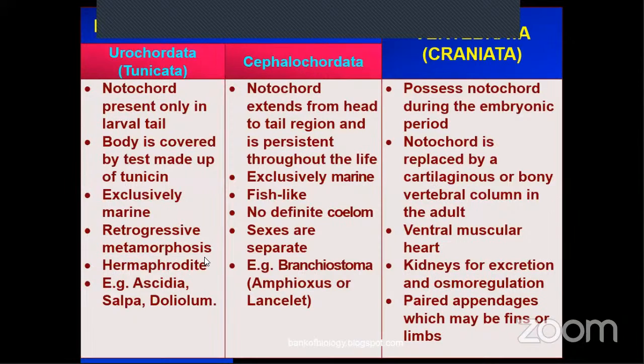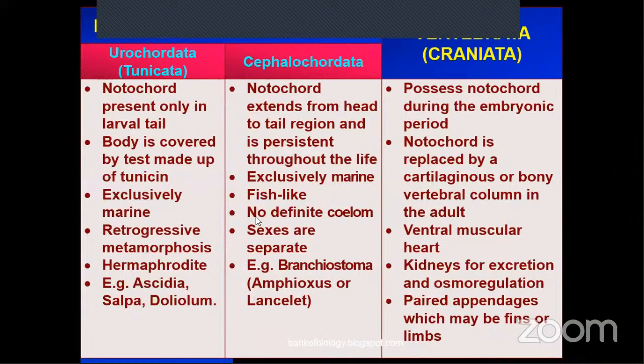Then retrogressive metamorphosis. What do you mean by retrogressive metamorphosis? The larval form is advanced when compared to the adult form. So keep this in mind. Then examples: Ascidia, Salpa, and Doliolum. So these are the examples. Then Cephalochordata.